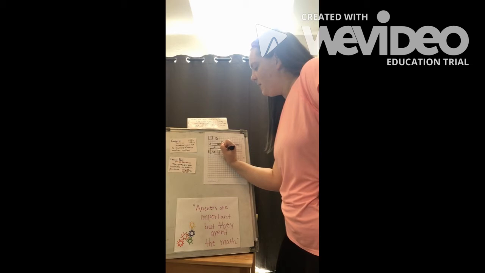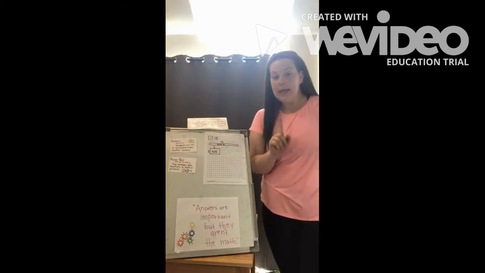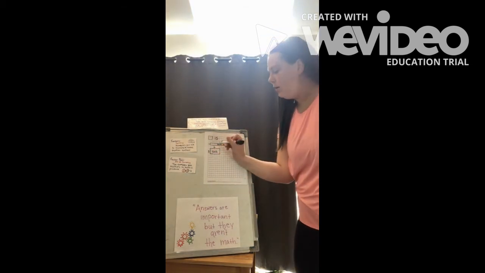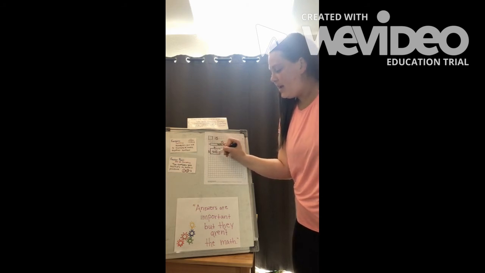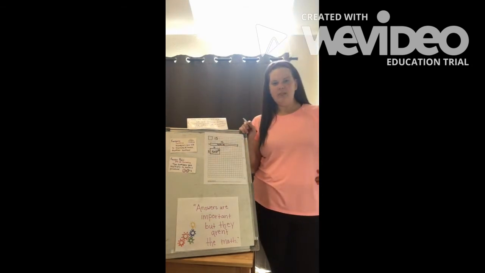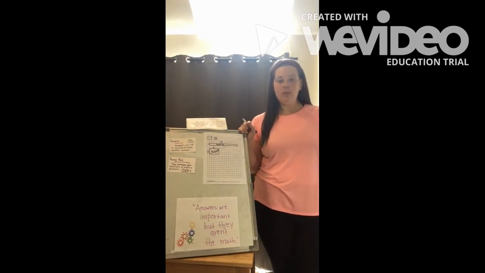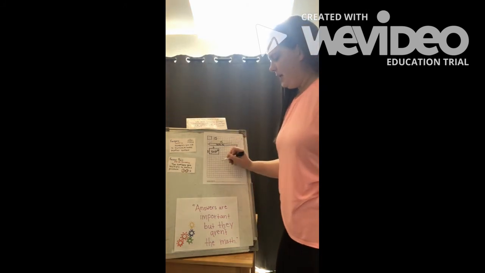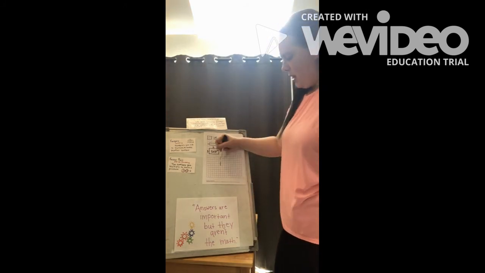3 times 5. If I was to count all the boxes in here, I would get 15. 1, 2, 3, 4, 5, 6, 7, 8, 9, 10, 11, 12, 13, 14, 15. If I had more than 15 boxes in there, it wouldn't be an array. It wouldn't be the kind of arrays that we're using. So one way, if you're trying different things out, is if there are more than 15 boxes in there, it's not an array.